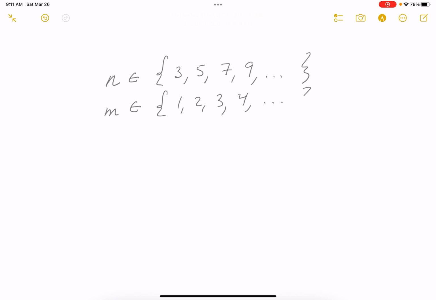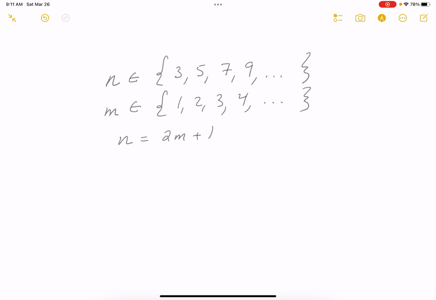N is from this set of numbers. So it's an odd integer, greater than 1, so that's start at 3, and 5, 7, 9. All right? I'm going to make another slight abstraction over here. I'm going to say m is an integer: 1, 2, 3, 4, and so on. I'm going to say that n is the same thing as 2m plus 1.